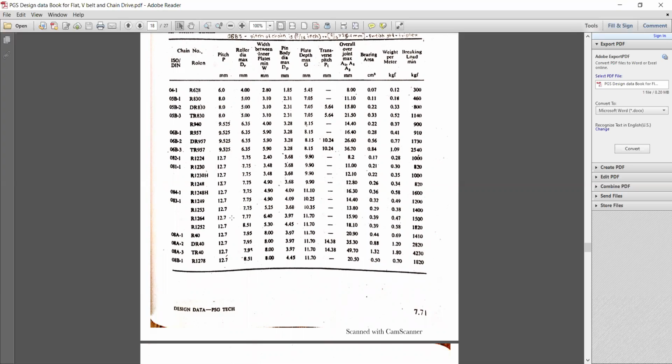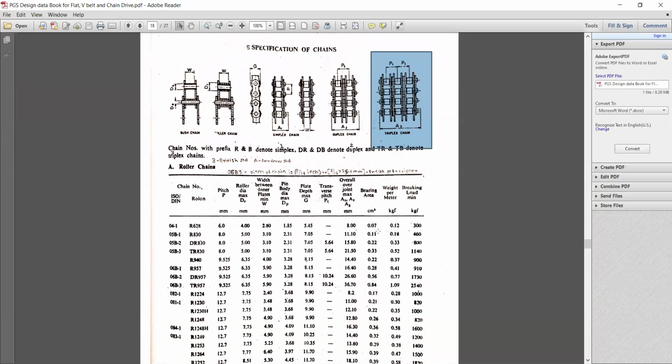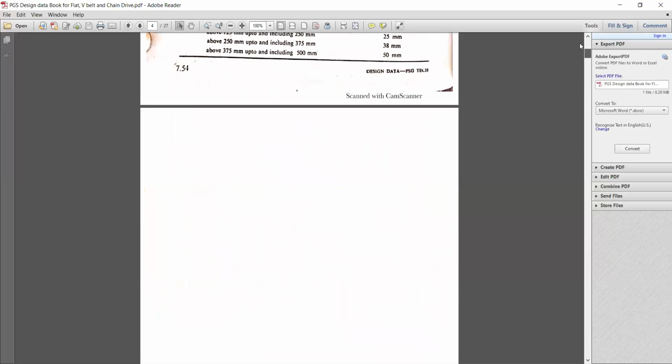depth, then transverse pitch, overall joint maximum value, then bearing area, weight per meter, and breaking load. Normally the chain is selected depending upon the breaking load. If nothing is given, assume a standard chain, and based on that continue your design. Okay, so let's first start with the flat belt design.